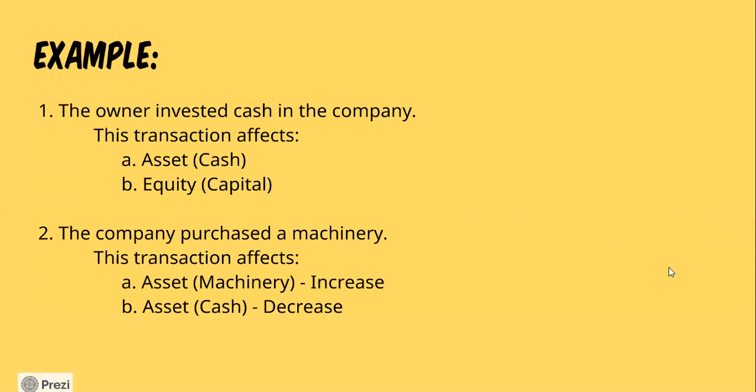For the next example, the company purchased machinery. So there are two asset accounts affected by this transaction. First is the machinery and second is the cash. Since you purchased machinery, your machinery account increased. And since you purchased using your cash, your cash account decreased. Therefore, the increase in your asset account is recorded on the debit side and the decrease of cash is recorded on the credit side. There should always be a debit and credit of the same amount for every transaction.